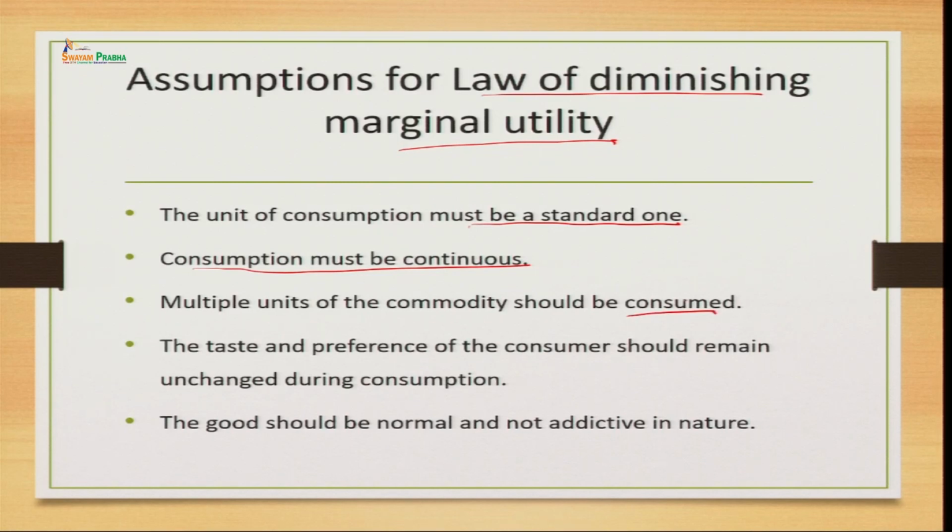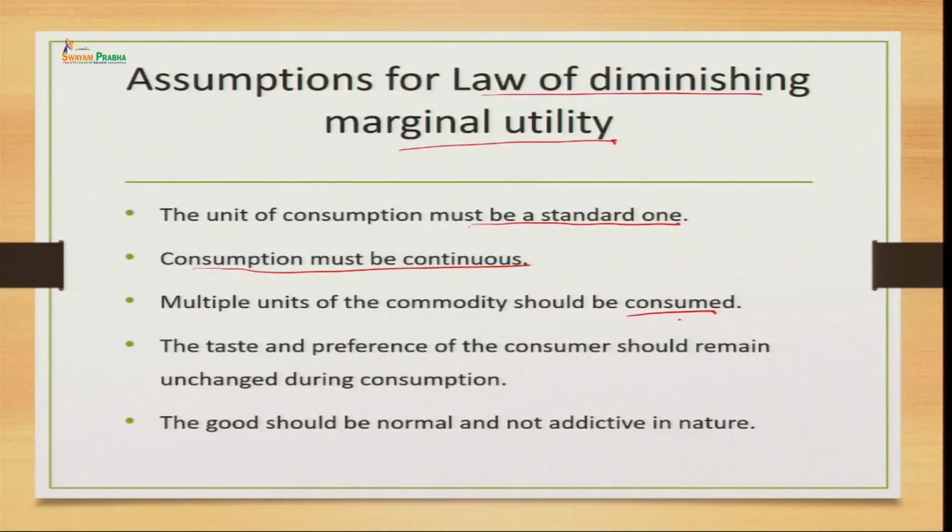Then the third point says that multiple units of the commodity should be consumed. Yes, this law actually holds good in case of those goods which are of recurring nature, right. This law does not work on durable goods, durable consumable goods like furniture. If you have purchased furniture today, you are not going to purchase it again and again. If you have purchased a car today, you are not going to buy it again and again, right. You can't have multiple units of those things. But yes, it holds true for those goods which are of recurring nature like eatables, okay, which you have consumed once and then you can demand more of those commodities.